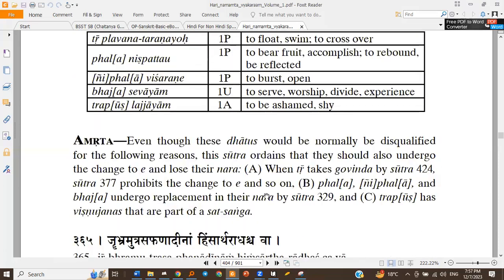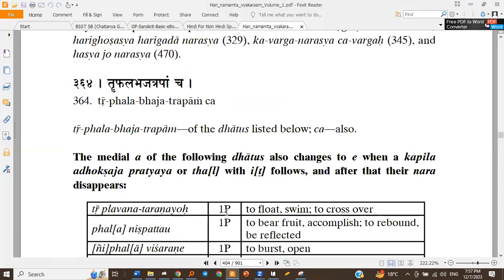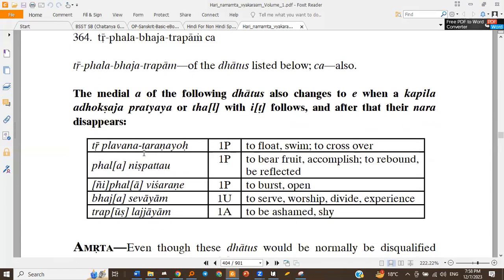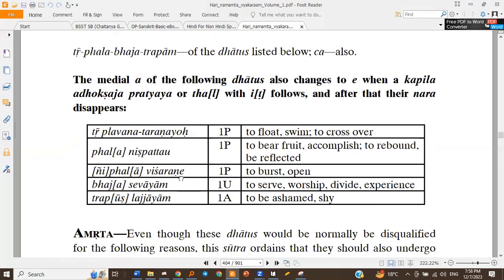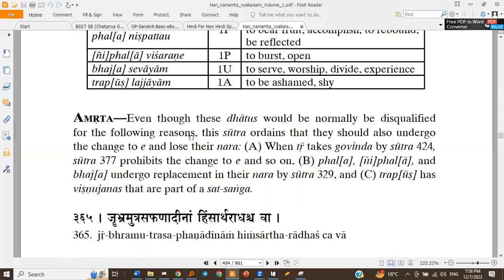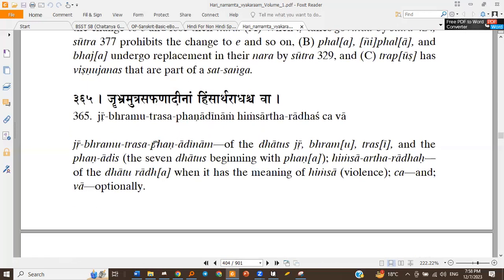And these two sutras say tri phala bhajatra pamcha. The medial a of the following dhatus also changes to a when a kapila dhoksha pratyaya or thal with it follows, and after that the anara disappears. So for these dhatus also, the previous sutra's operation, the vidhi, would be done. Tri phala nipala bhaja trapa, and also for 365.